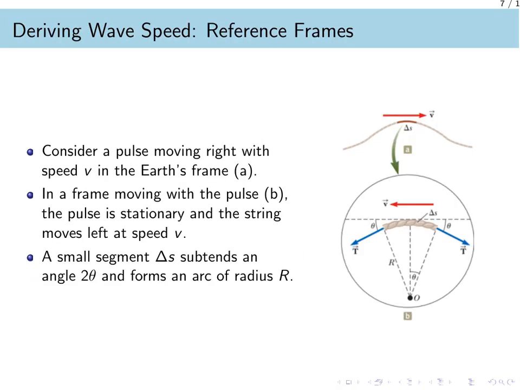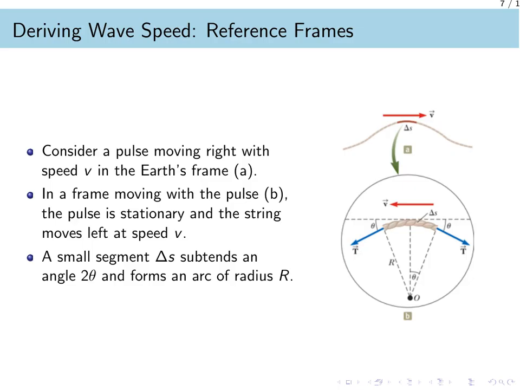To derive the wave speed formula, we can change our perspective using different reference frames. In the first frame, we see a pulse moving to the right at a constant speed relative to the Earth. In the second frame, we imagine moving along with the pulse at that same speed. From this viewpoint, the pulse appears stationary, while the string moves to the left at speed v.